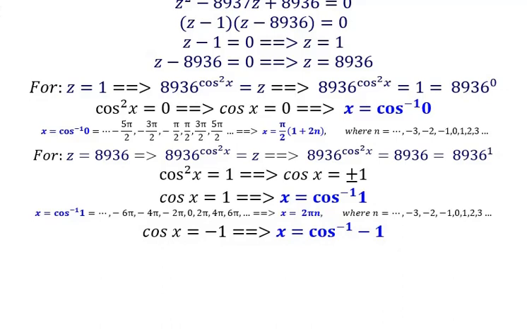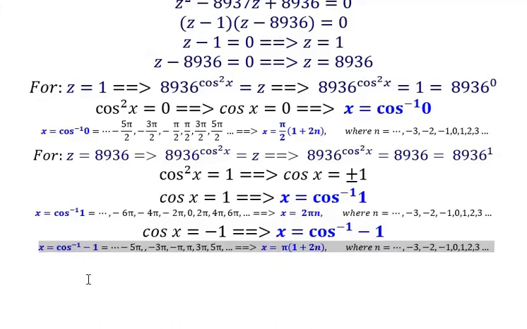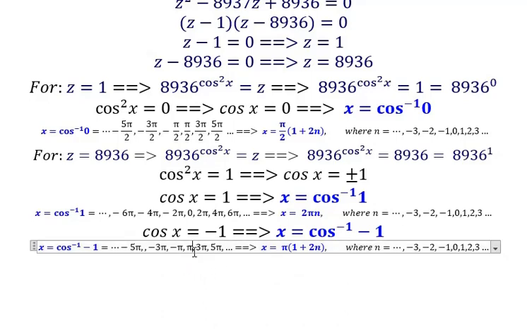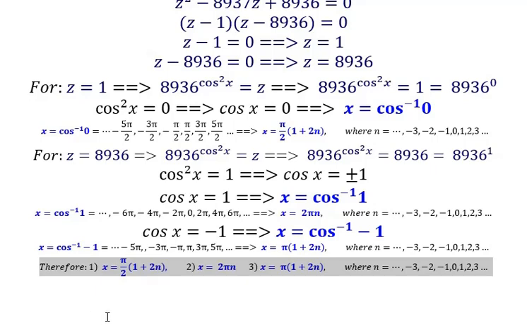When cosine x equals minus 1, then x is cosine inverse of minus 1, and that is pi, 3 pi, 5 pi, minus pi, minus 3 pi, minus 5 pi. So the solution is pi and its coterminals, and it can be written as x equals pi times 1 plus 2n, where n is any integer from negative infinity to infinity.